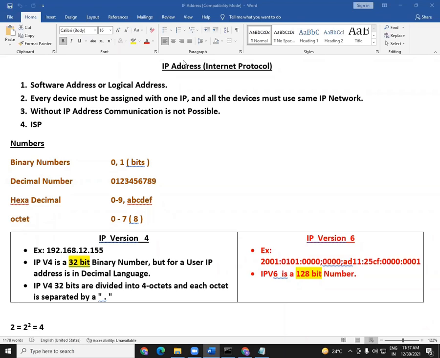And then we have seen the numbers: binary numbers, decimal numbers, hexadecimal numbers. These are the different ways in which we can write a particular value. Then we have seen IP version 4 and version 6. These are the two versions we have. Roughly I have shown you how many numbers will be coming in IP version 4 and how many numbers are possible in IP version 6. More details we will see from tomorrow.